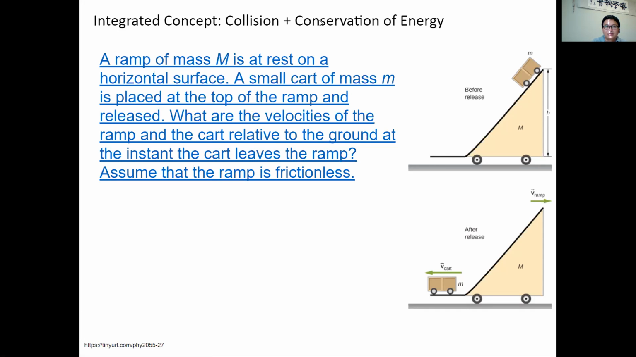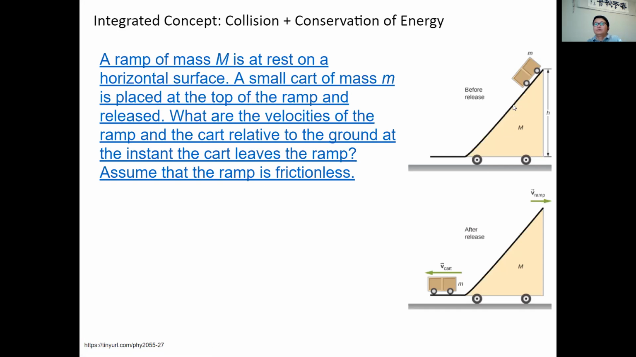Let me read the problem first, and then I will stop sharing so you can see the bigger screen on my side. It says a ramp of mass, the big ramp that has a mass of capital M, is at rest on a horizontal surface, and a small cart of small mass m is placed at the top of the ramp and released. What are the velocities of the ramp and the cart relative to the ground at the instant the cart leaves the ramp, assuming the ramp is frictionless?